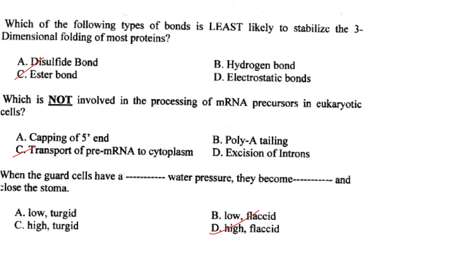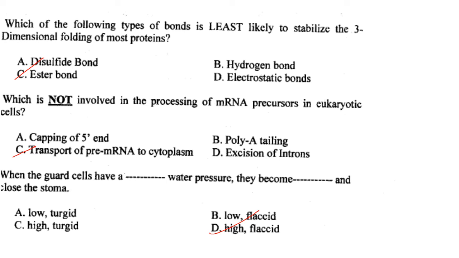Then next one. Which one of the following types of bonds is least likely to stabilize the three-dimensional folding of most proteins? So out of the given, that is disulfide bond, hydrogen bond, electrostatic bonds, only ester bonds are least likely to stabilize the three-dimensional folding of most proteins. So answer is option C, that is ester bonds. Now next one. Which is not involved in the processing of mRNA precursors in eukaryotic cells?